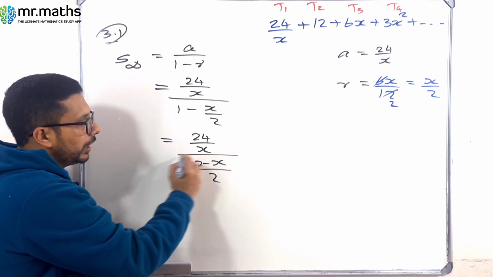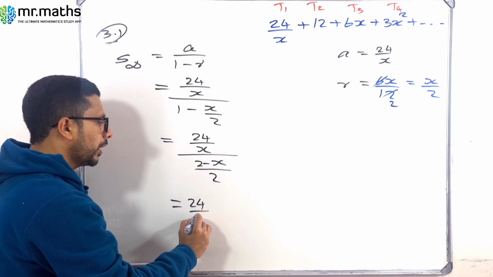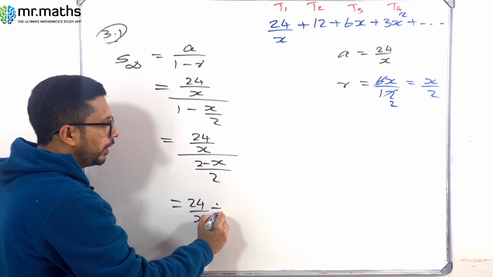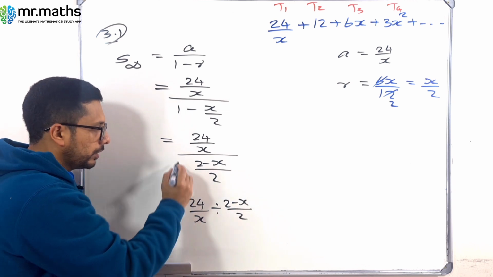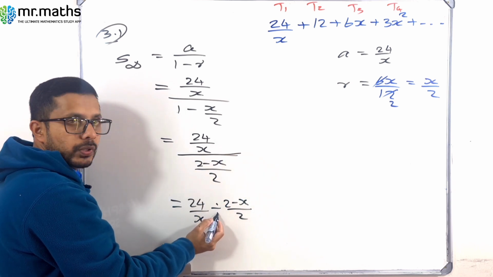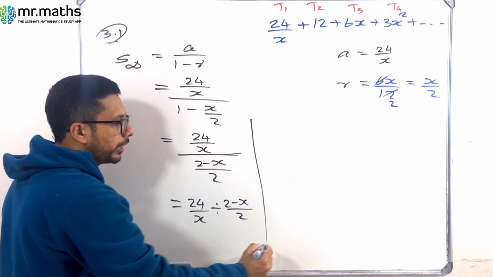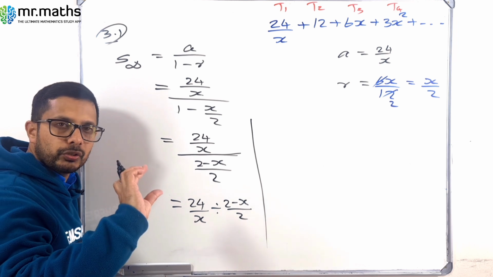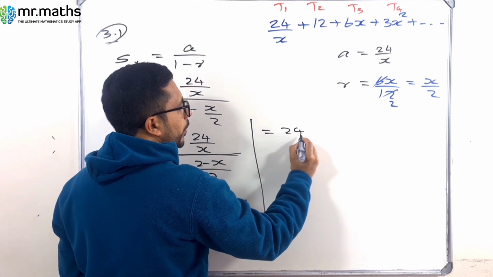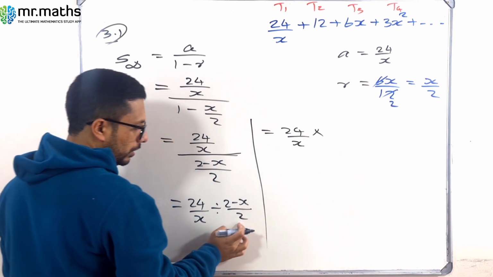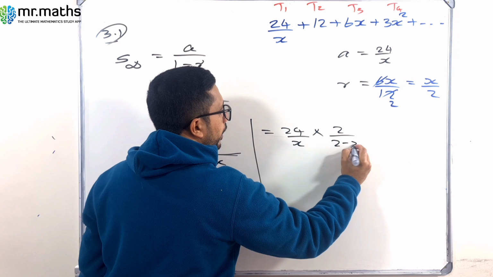Okay, so here it is division. Different methods you can apply. So one method is 24 by x divided by 2 minus x by 2. Am I right? That is this division. So when it is division of a fraction, in primary school, grade 7, you study it. Division of a fraction, you have to multiply by the reciprocal. So this one is 24 by x times this 2 on the numerator, 2 divided by 2 minus x.